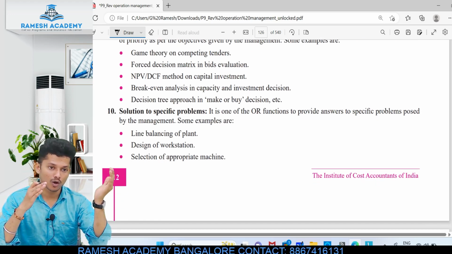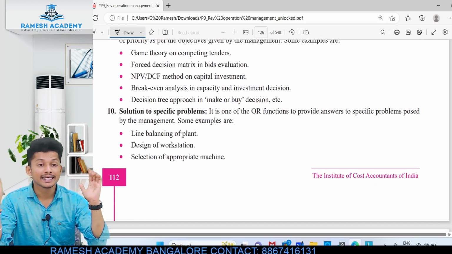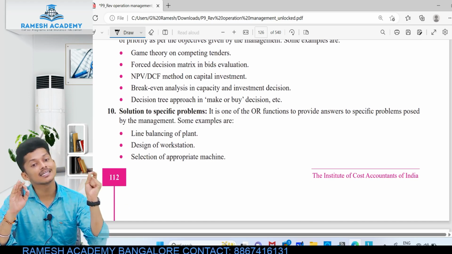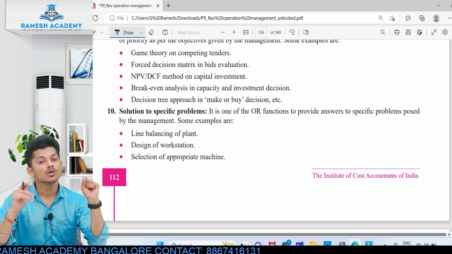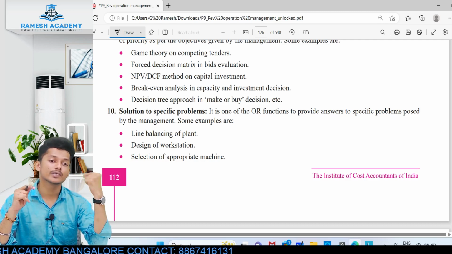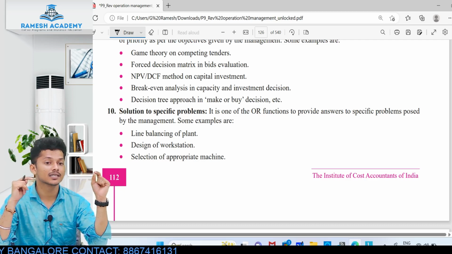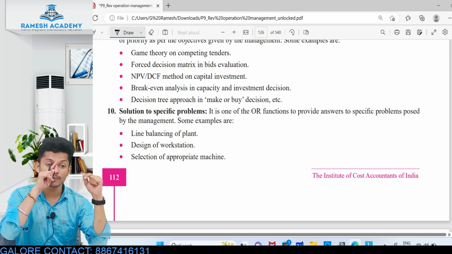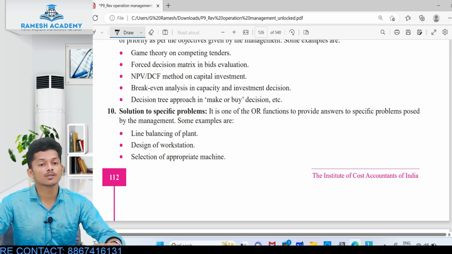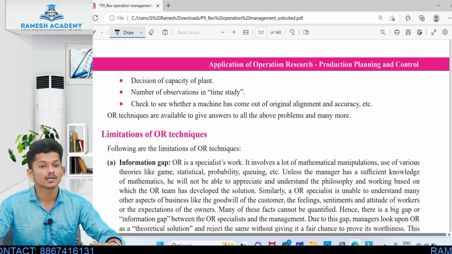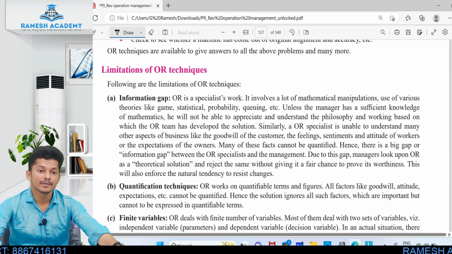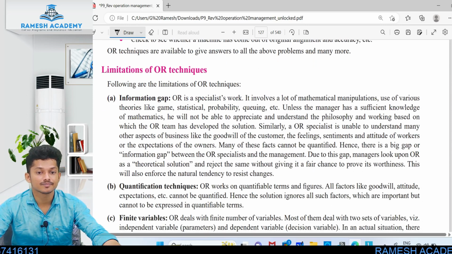Okay, so all problems are not the same. Each problem is very different at its specific level. So you should give the solution also at its specific level. Some problems need accurate answers with high technicality, whereas the normal problems would require normal solutions. Okay, that's it. And then limitations of OR techniques.